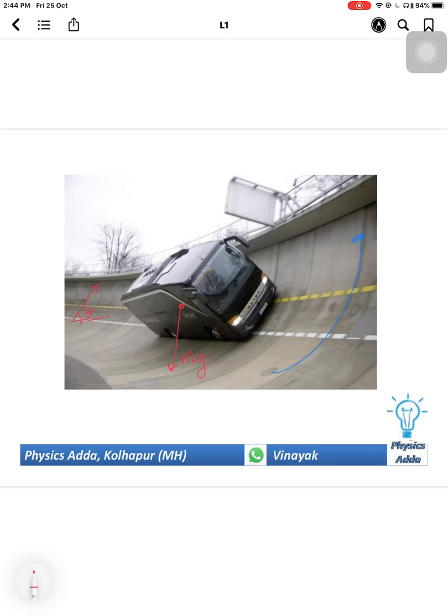Second force is centrifugal force, which will be mv square by r. Now there will be a normal reaction perpendicular to the surface. Okay, so this will be what? It will be like this, perpendicular to the surface.